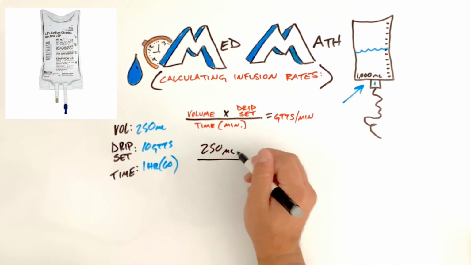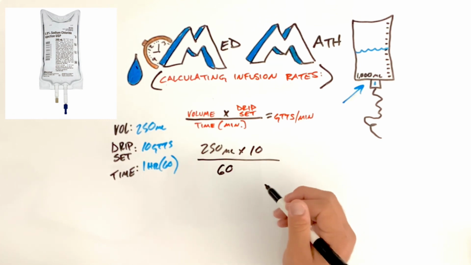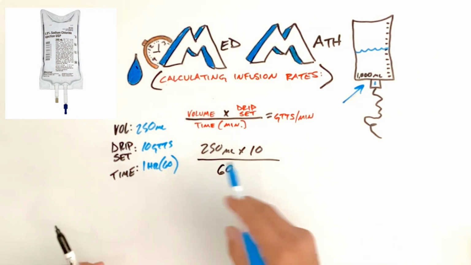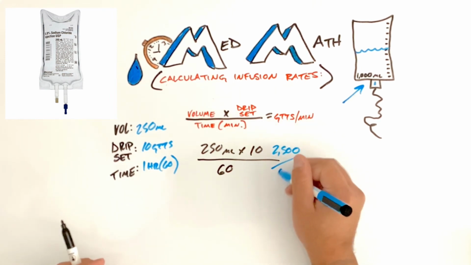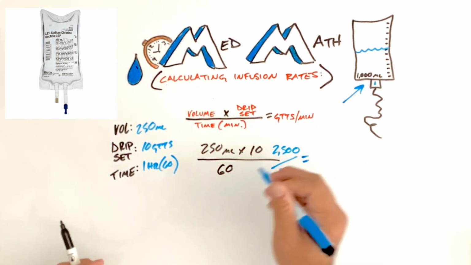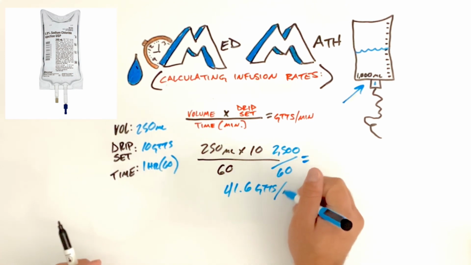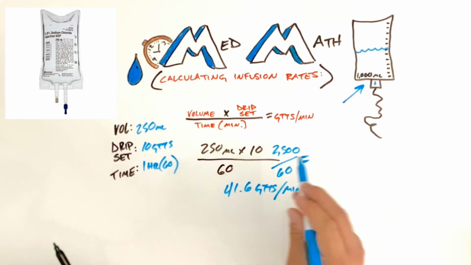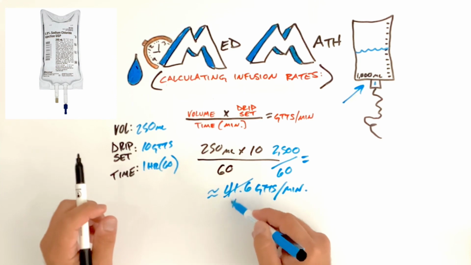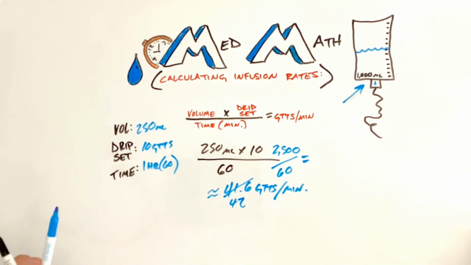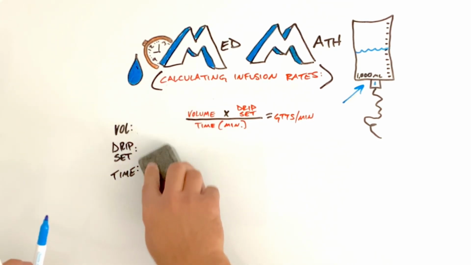I'm going to plug it in real quick. 250 mLs. We're going to multiply that by 10, and then we're going to eventually divide by 60. So 250 mLs times our 10 is 2,500. We're going to divide by 60. And that's going to equal 41.6 drops a minute to completely deplete that 250 ml bag. Obviously, we can round up. Let's call this 42.